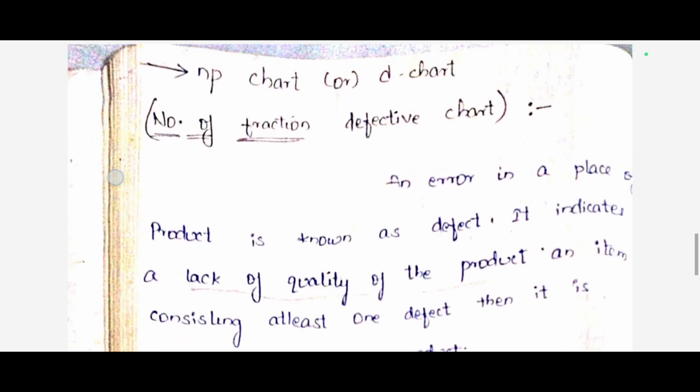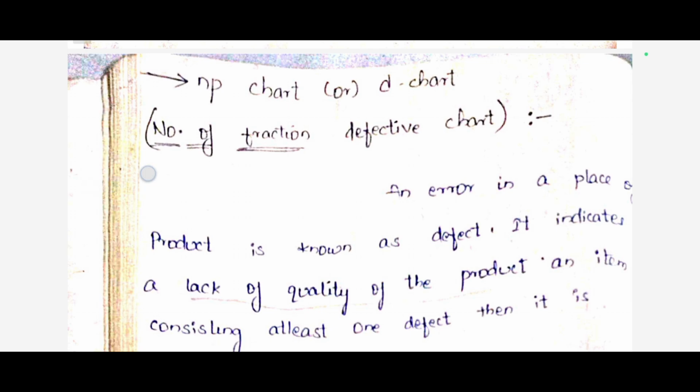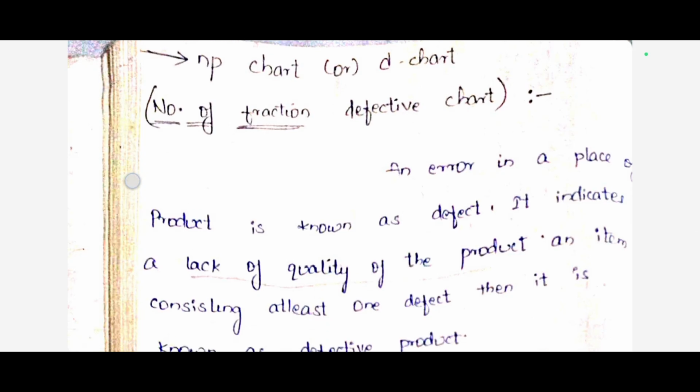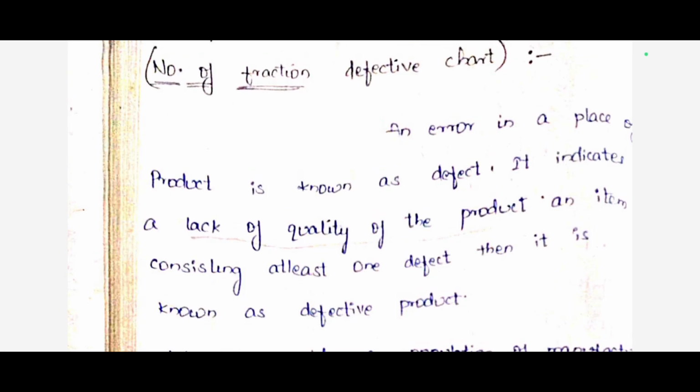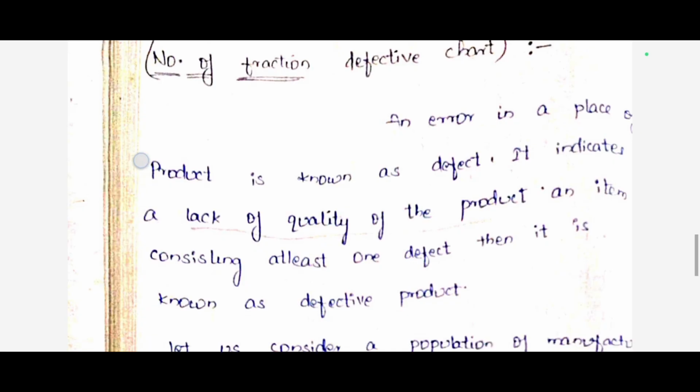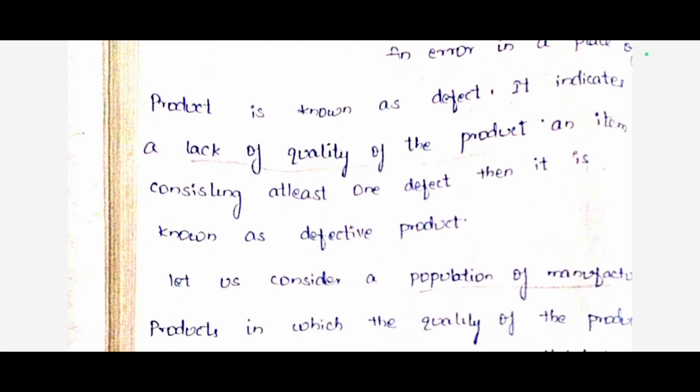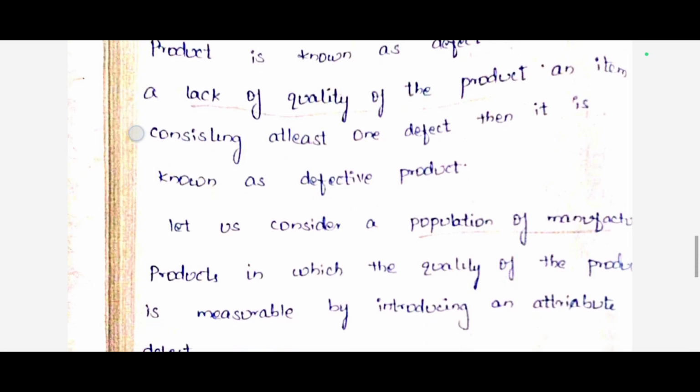Similarly, we can have the NP chart or D chart, the number of defectives chart. An error in a place of the product is known as a defect. It indicates a lack of quality of the product. An item consisting of at least one defect is known as a defective product.